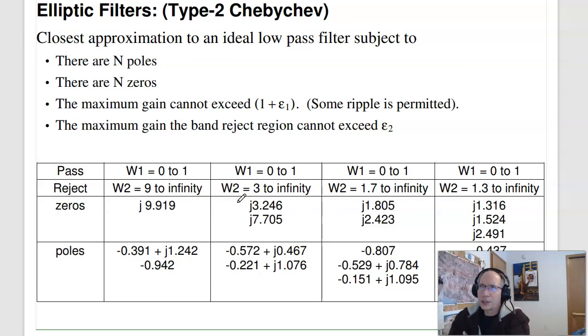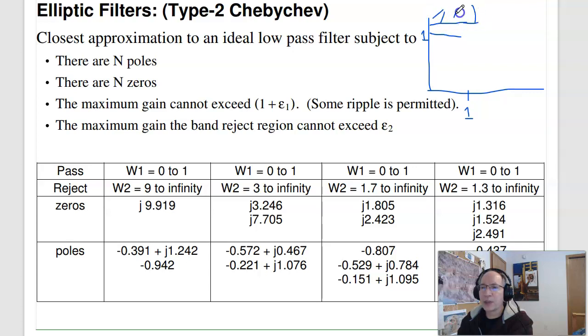The third or fourth type of filter is an elliptic filter. An elliptic filter is the closest approximation to an ideal low-pass filter, subject to there being n poles up to n zeros. The maximum gain cannot exceed 1 plus epsilon 1, and the maximum band reject cannot exceed epsilon 2. So what this kind of says is if I want to build a filter at 1 radian per second, if this is 1, I'm allowed a little bit of a resonance. So this can go a bit above 1 by epsilon 1, say like 1.02.